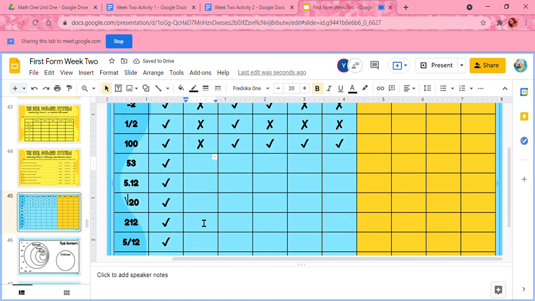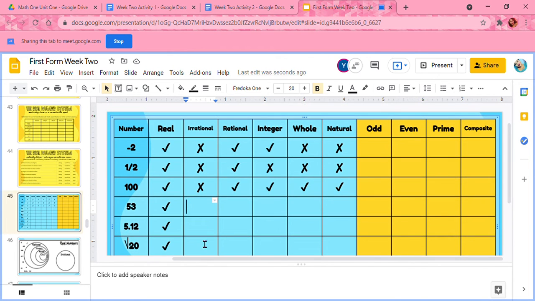53. Is 53 irrational? No, it's not. Is it rational? Yes, it is. Is it an integer? Yes. Is it a whole number? Yes. Is it natural? Yes. Okay, good.